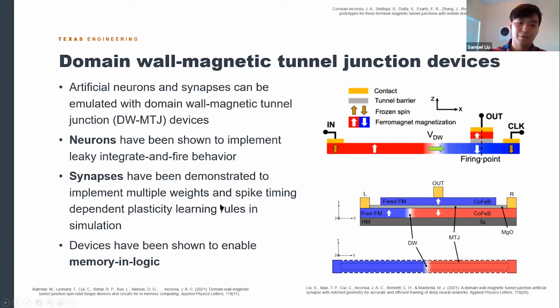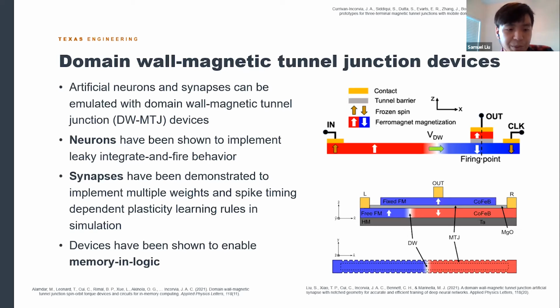So the device platform we're considering for these artificial neurons are domain wall magnetic tunnel junction devices. These are 3-terminal devices where the integration state of the neuron and the weight of the synapse are represented by the position of the domain wall. The structure of the device consists of a ferromagnetic track with a domain wall and a sensing MTJ on top.